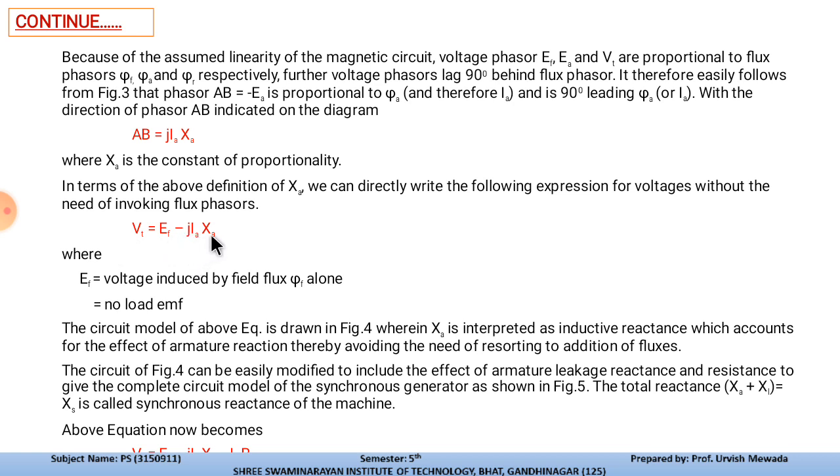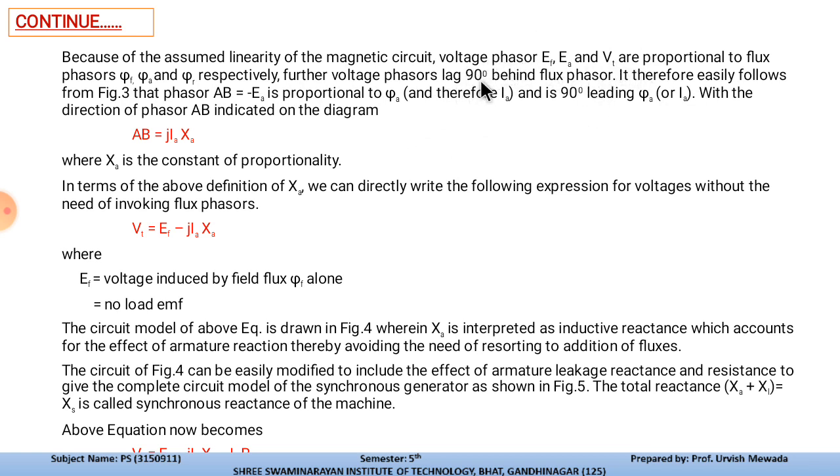Here we assume linearity of the magnetic circuit, so the voltage phasors EF, ER and VT are proportional to the flux. As the flux is produced, the EMF will be produced in the different sections of the synchronous machine, so phi F, phi A and phi R are the fluxes of these respective voltages, and further the voltage phasors lag 90 degrees behind the flux phasors.